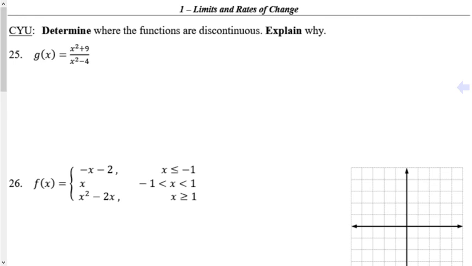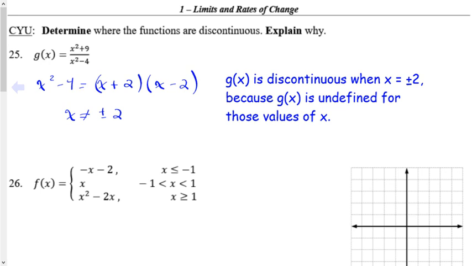Well, the first question when we're looking for continuity is: is the function defined everywhere? Well, we can see that we have a rational function. It's not defined when x is positive or negative 2, so our function is discontinuous when x is positive 2 and negative 2 because it's undefined for those values. And as we've learned before, rational functions are continuous everywhere else. There's number 25.